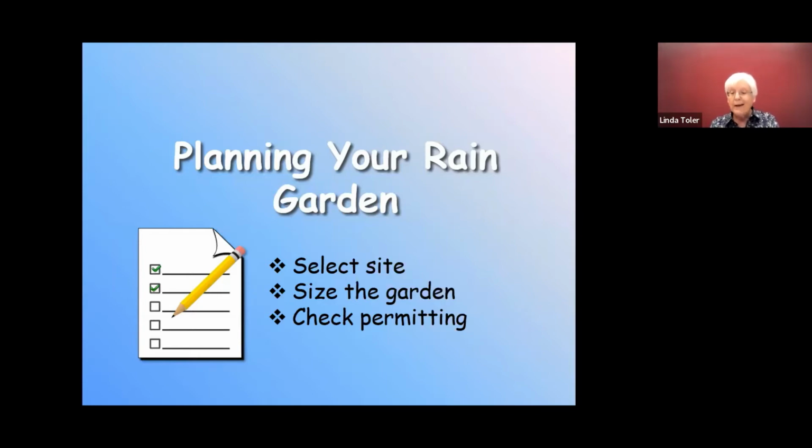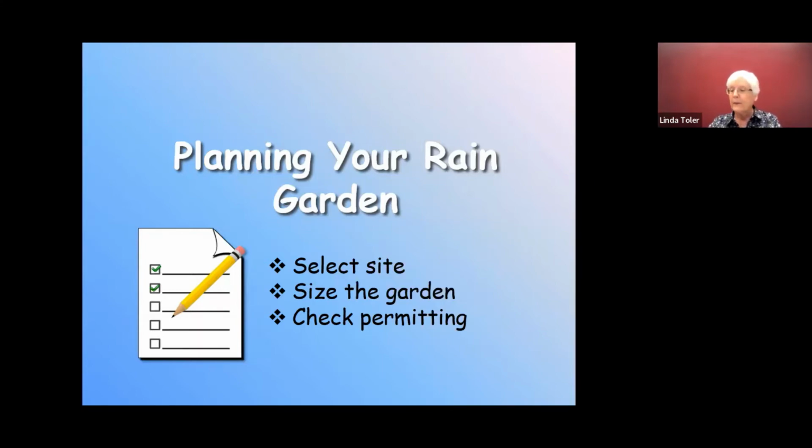Now, I suspect if you go to your homeowners association and ask them for permission to put in a rain garden, they're not going to know what you're talking about. So that might be a case where you ask for forgiveness rather than permission. And as far as I know, Goochland County doesn't have any restrictions on installing a rain garden in a residential setting.